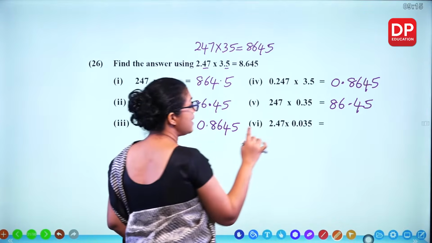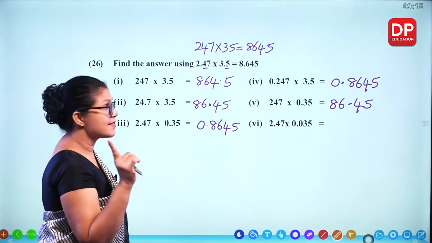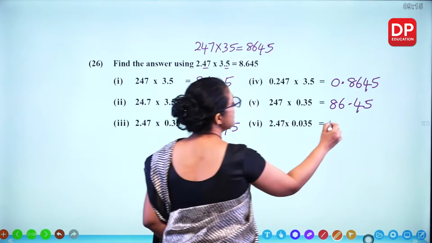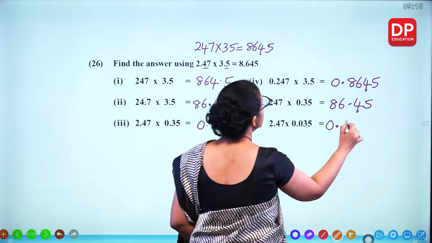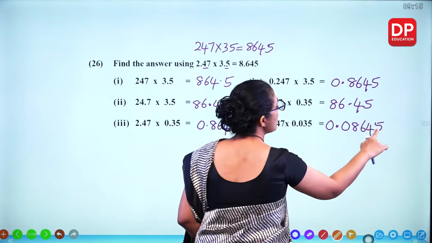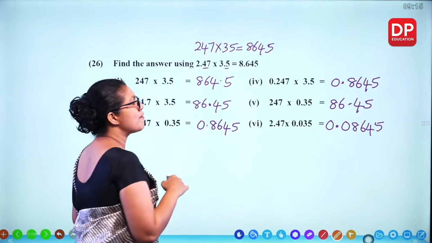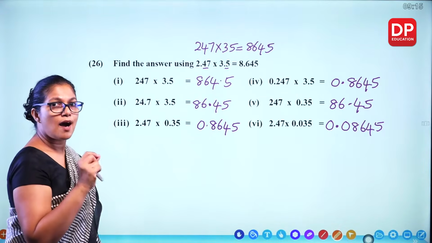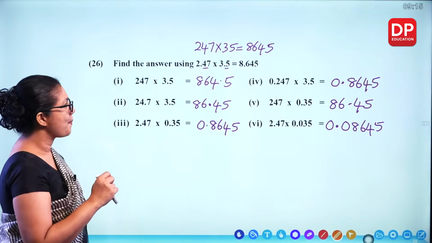2 and 3, altogether 5 places you have to keep. So that means the answer is 0.08645. 1, 2, 3, 4, 5. 5 places in the answer after the decimal point.